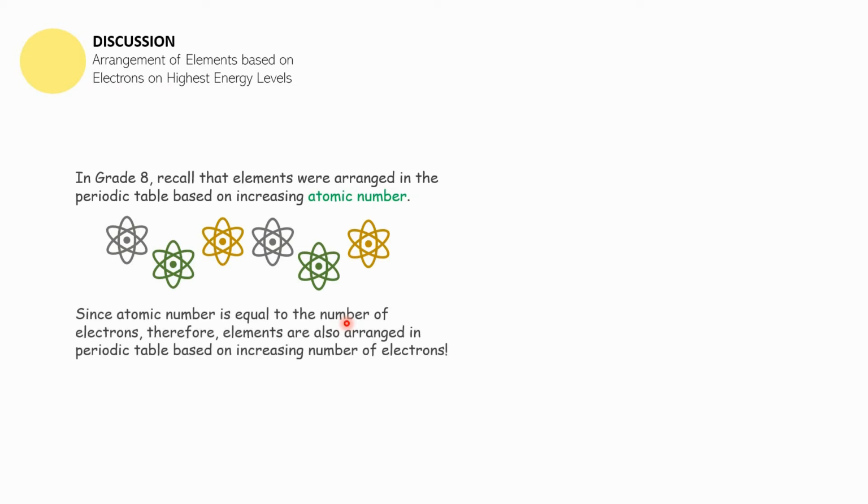The formula for getting the number of protons and number of electrons is simple. Recall that the atomic number corresponds to the total number of protons you will find in an element.